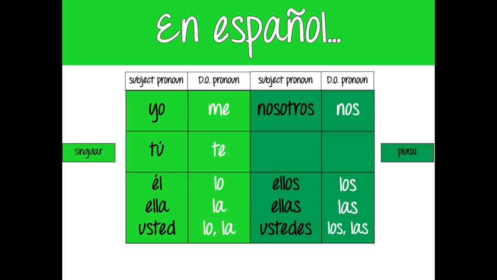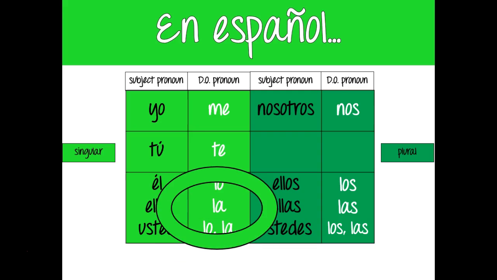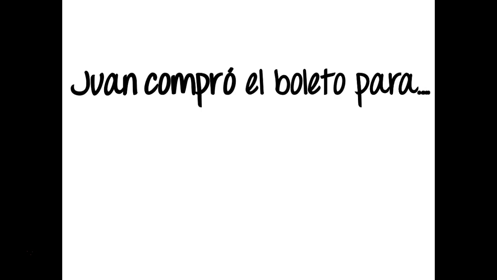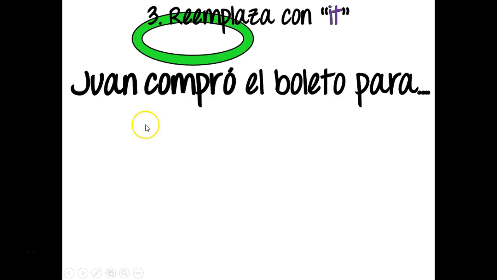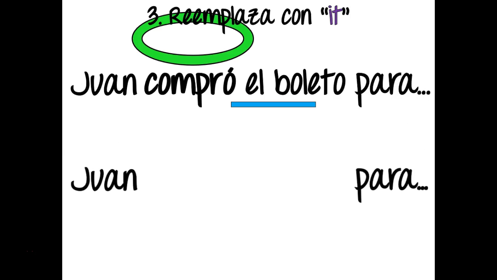So we go down to our box. It is singular and masculine, so we're going to go down to that part of our verb chart. Hopefully at this point in time it's obvious to you that it's going to be lo because it's singular and masculine. And now we replace it. Oops, my little circle is off. I apologize. That should be down here with compró. There's our verb. Here's boleto. Juan is going to stay the same, and the rest of the sentence is going to stay the same. We're just dealing with the verb and the direct object pronoun.